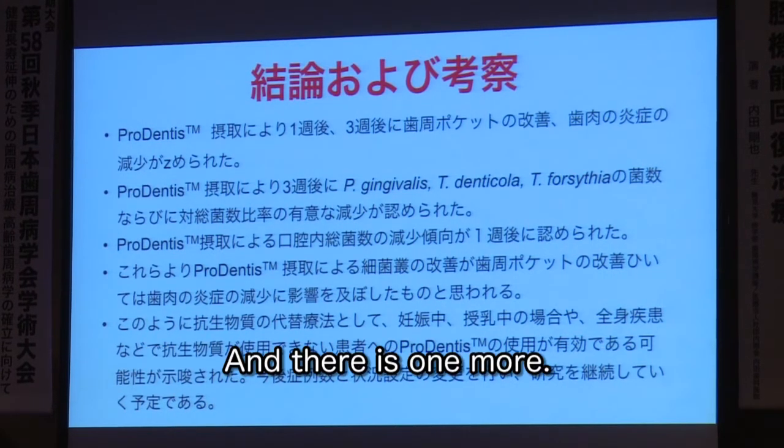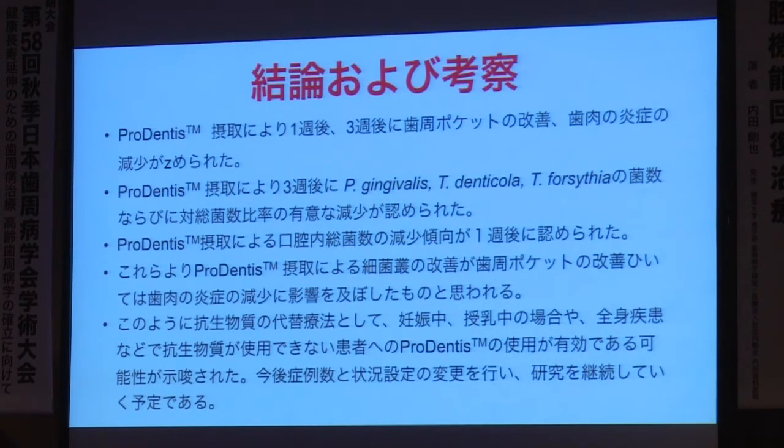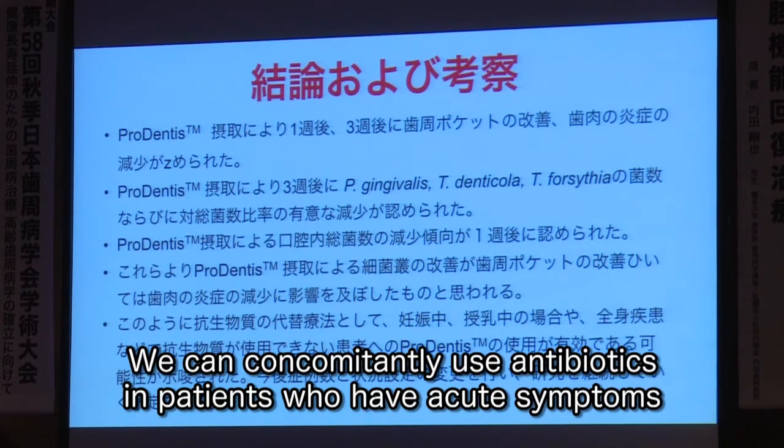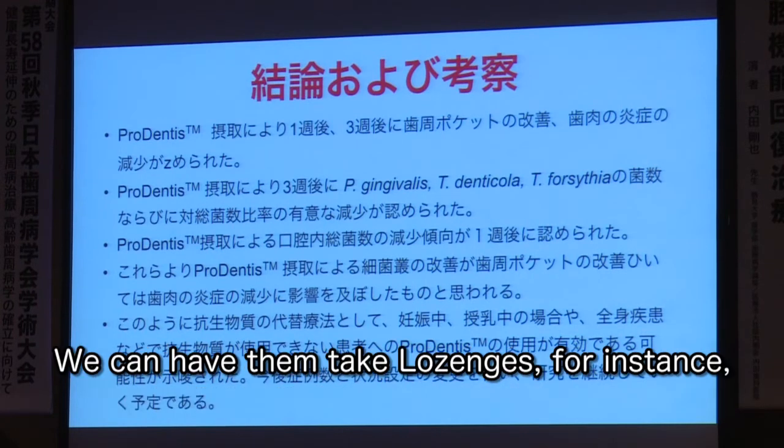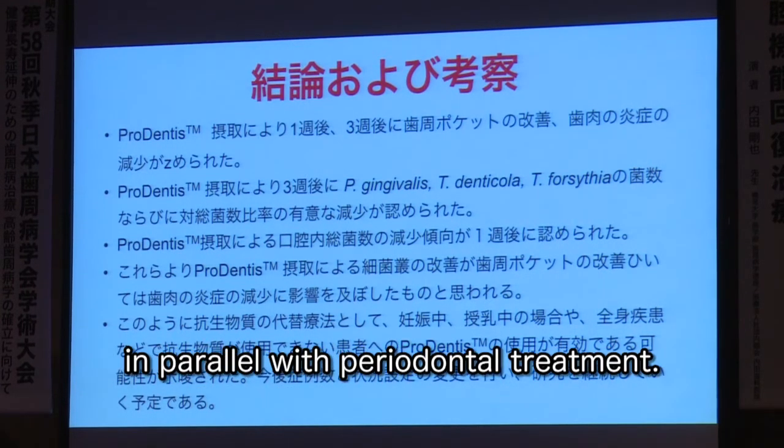And there is one more. We can concomitantly use antibiotics in patients who have acute symptoms or have aggressive periodontal disease with a large amount of AA and PG germs. We can have them take lozenges, for instance, in parallel with periodontal treatment. There are various patterns available.